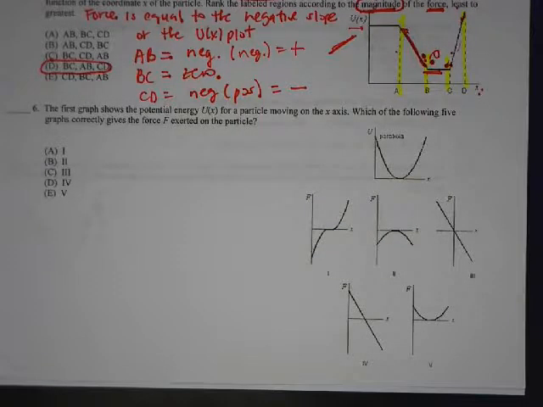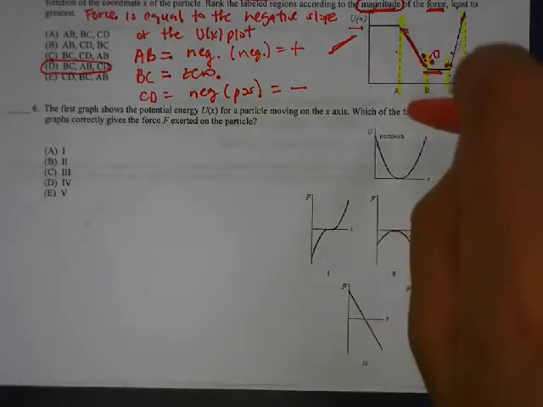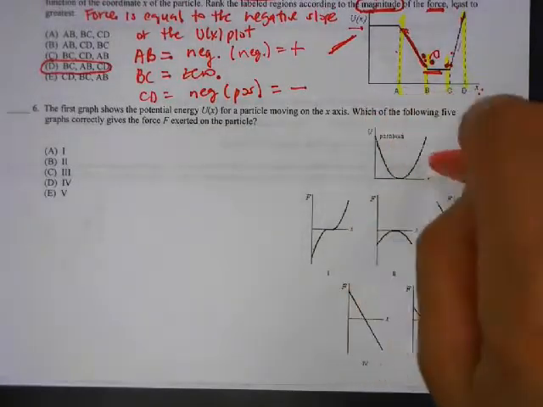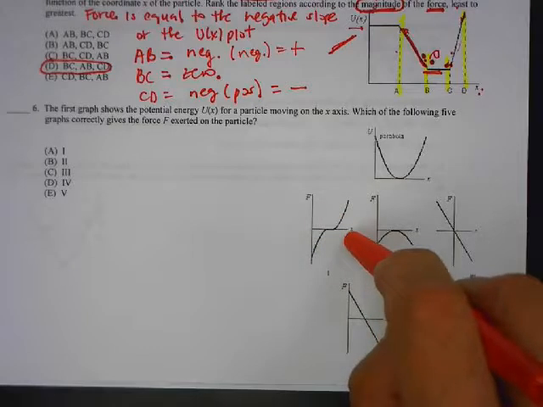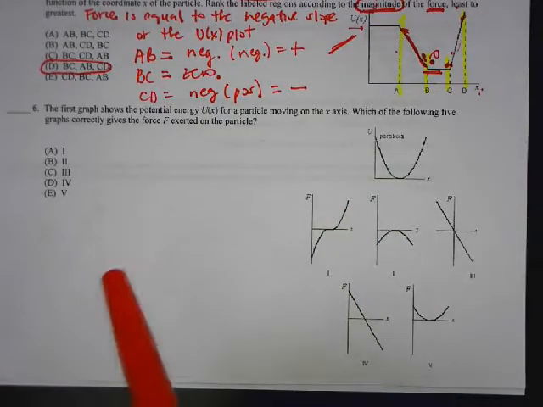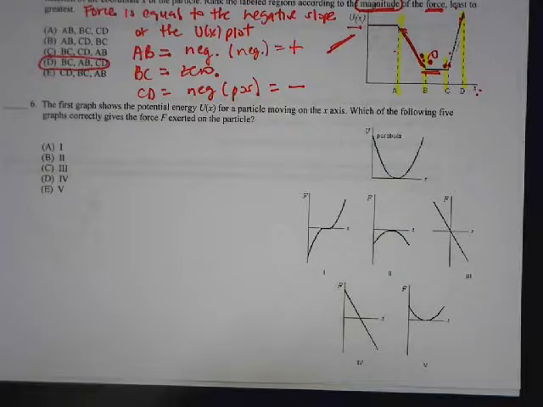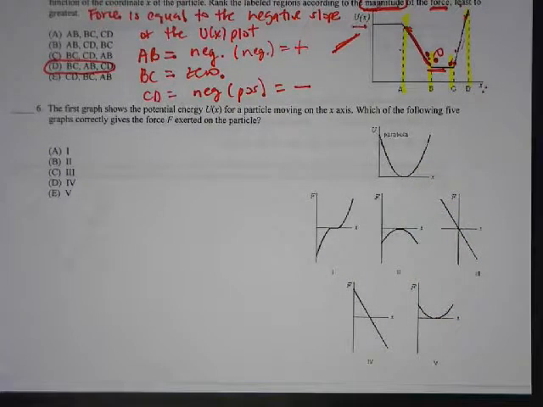Okay, now we're going to look at number 6. This one has a bunch of different graphs. Here, it has the U versus X graph, and then it wants to show the corresponding F versus X graph. Remember when we had position, velocity, and acceleration, and you had to go from one graph to another? This is the type of thing they might have on a multiple choice type question.